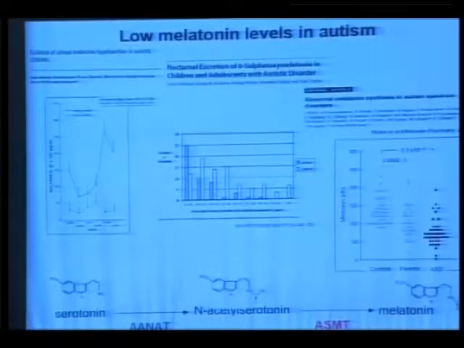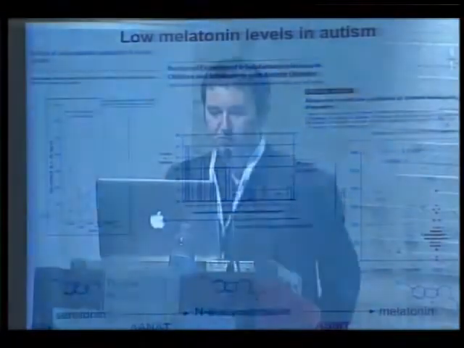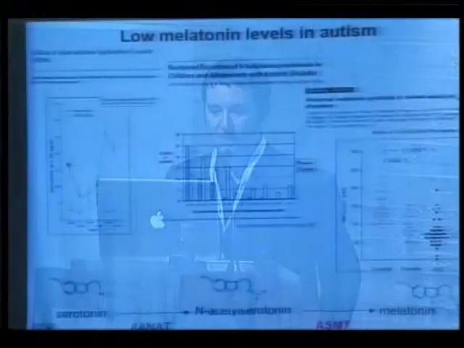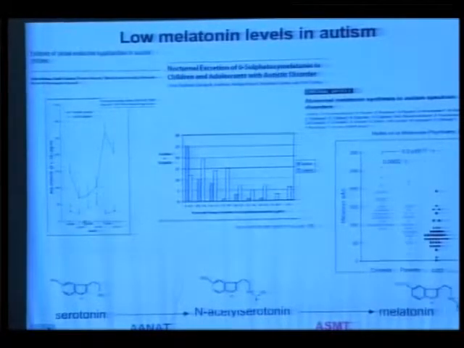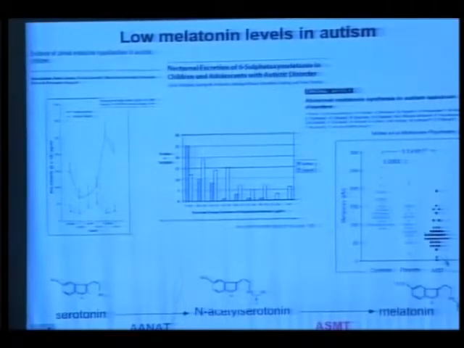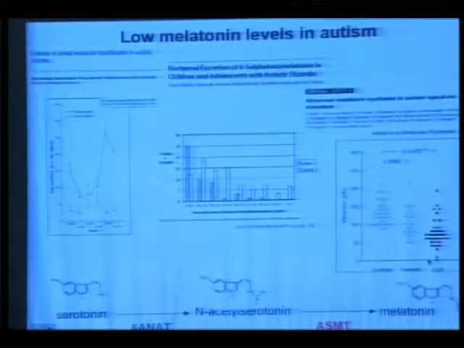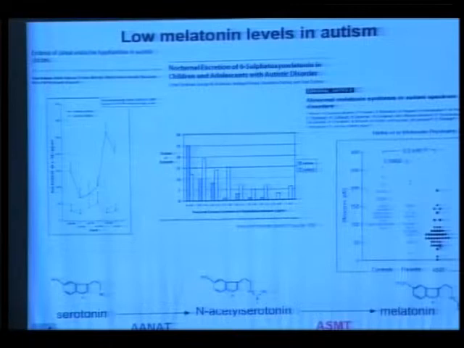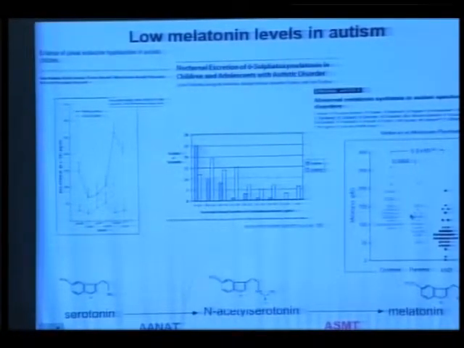So low melatonin in autism was a replicated finding, first by this group who found this. This is the normal melatonin level: high during the night, low during the day, high during the night, and so on. And in the autistic group, there was a low level of melatonin. It was replicated by a French group, and our group replicated the same aspect, that low melatonin in children with autism. And the parents were intermediate between the children and the controls.